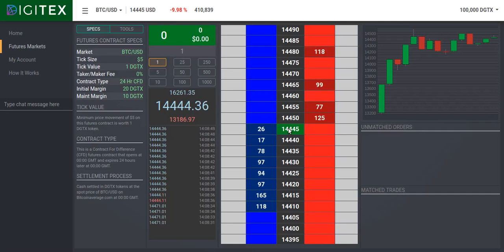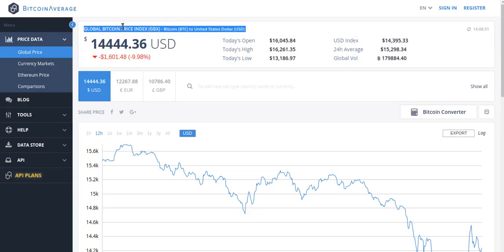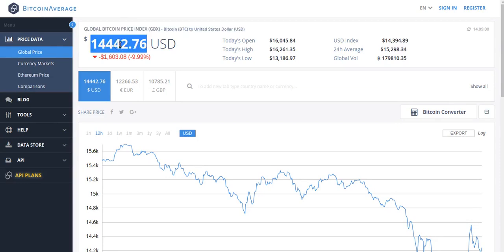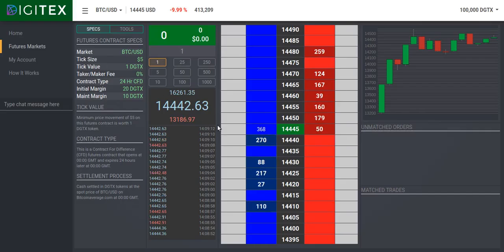Here I'm going to start you off on the Bitcoin futures page. This price right here is the current price of Bitcoin against the US dollar, according to the global Bitcoin price index on bitcoinaverage.com. What they do is calculate the price of Bitcoin using the top 50 Bitcoin exchanges around the world, and we feed that index into the Digitex Futures Exchange, and then we run this futures contract on that index. So this futures contract is a way for you to trade this index.